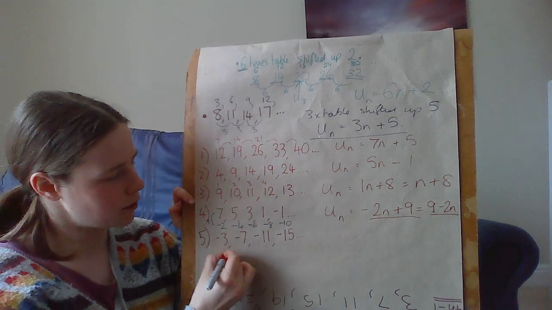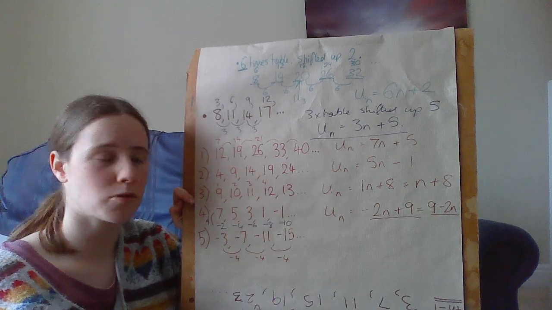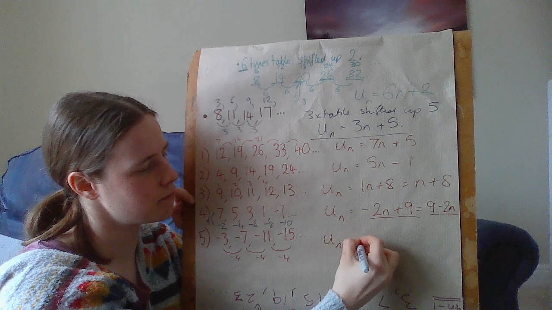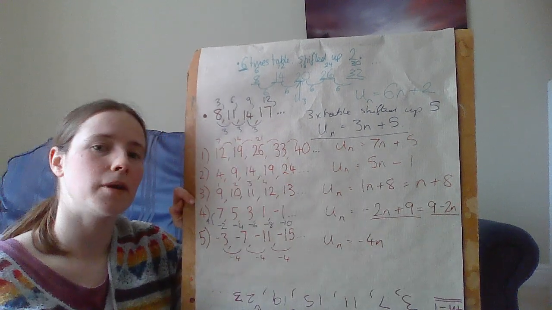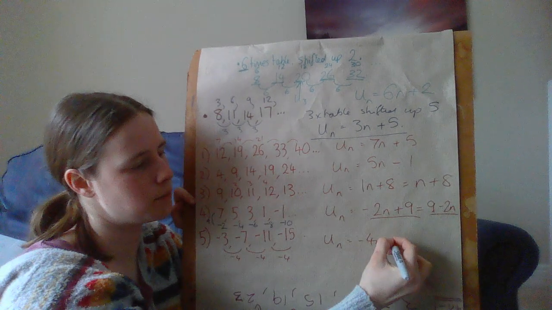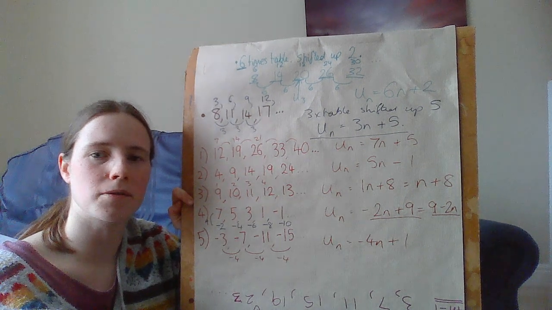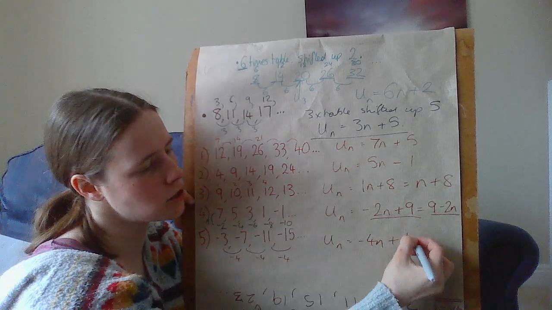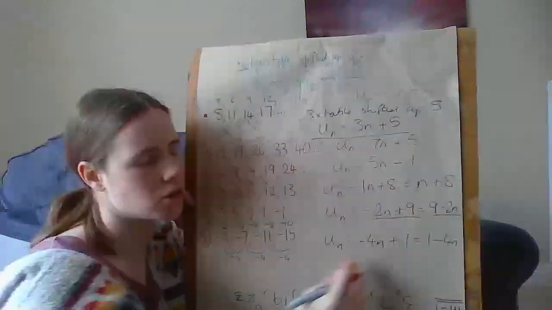Last question. We are going down in 4s. So it's the minus 4 times table. And if you want to, you can list the minus 4 times table, but you will actually find you have to go up 1 from the minus 4 times table. So it's the minus 4 times table shifted up 1, or u_n equals minus 4n plus 1. And just like before, I'm going to rearrange that to 1 minus 4n, just so it's all nice and neatly put together.